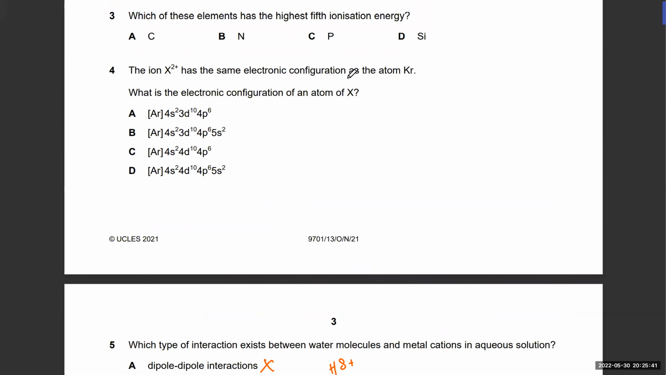As question number 4, you got krypton and X2+ has the same electronic configuration as krypton. Krypton I think has 36 electrons. How many electrons would X have? Would it have more than krypton or less than krypton? Read the question carefully. 38. It's going to have 38 electrons because he said that X2+ has the same electronic configuration. So when it forms X2+, it loses 2 electrons, right? Then it has the same electronic configuration. Is that clear that X has 38 electrons?